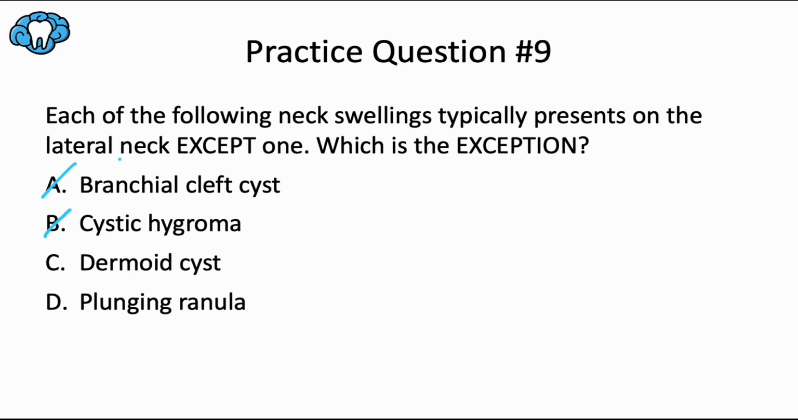We didn't talk about it yet, but a plunging ranula usually appears laterally below the submandibular space. But even if we didn't know that, as long as you know that the majority of dermoid cysts on the neck, the vast majority, occur at the midline, you could still answer this question without knowing the ranula information at all, because a dermoid cyst does not typically present on the lateral neck. It typically presents right at the midline as that rubbery, well-circumscribed mass. So the answer to this question is C.